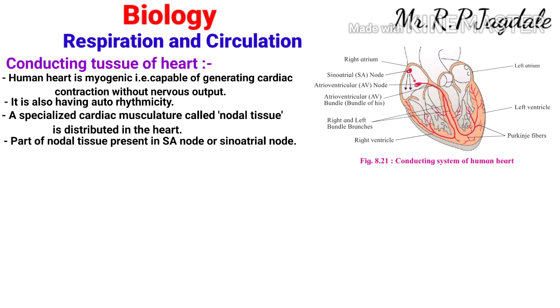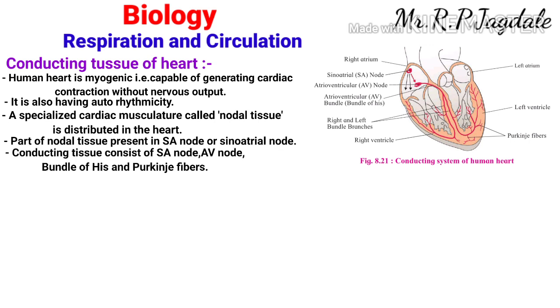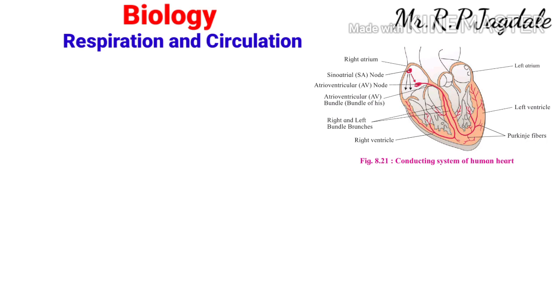Specifically, the conducting tissue consists of the SA node, that means sinoatrial node, then the AV node, that means atrioventricular node, then the bundle of His and Purkinje fibers. These are the four important parts, and by using these four parts, the heart conducts the heartbeats, or the pumping action. So we will see the conducting system of the heart.